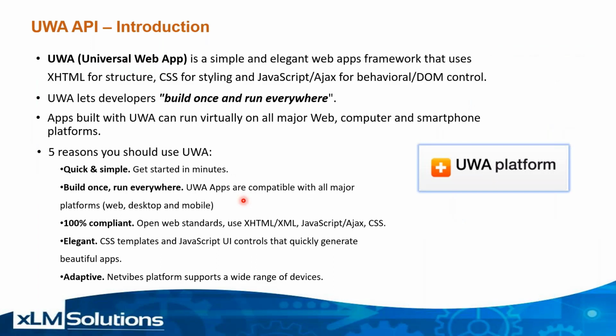One more important thing on which the widgets work is the UWA API framework. It technically means Universal Web App. It's a simple and elegant way of presenting a web app framework, and uses XHTML for structuring, CSS for styling, and JavaScript and Ajax for behavior or DOM data modeling. UWA lets developers build once and run anywhere kinds of applications. UWA can virtually support all major web browsers, computers, and even smartphones.